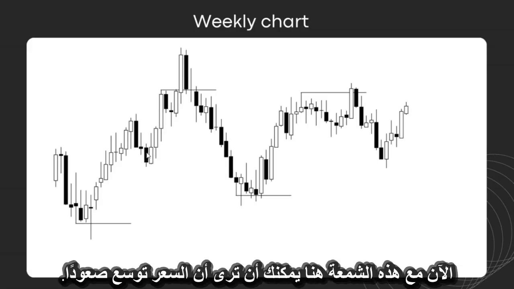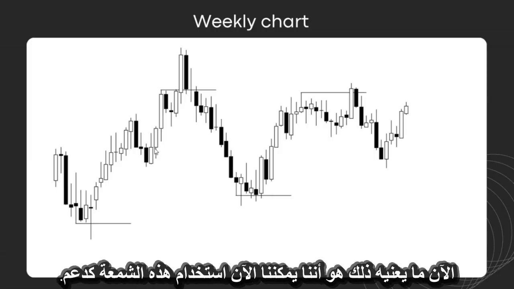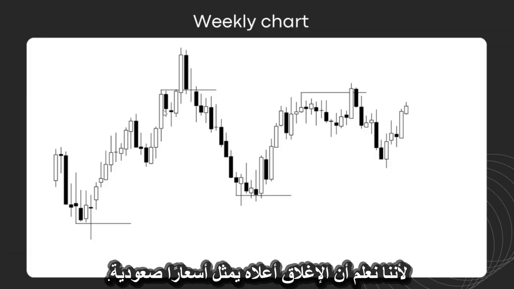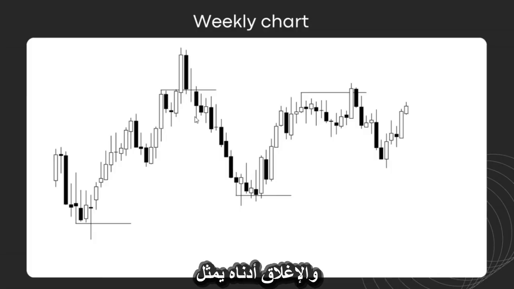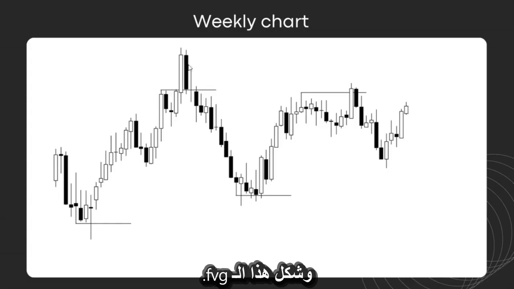Now with this candle right here, you can see that price expanded higher and closed above this candle. What that means is we can now use this candle as a support or key level, and price is going to test that and expand higher from here, because we know that closes above represent bullish prices and closes below represent bearish prices, right? Similarly, when price closed above this high, it again tested, formed this FVG, filled that FVG, and expanded higher.